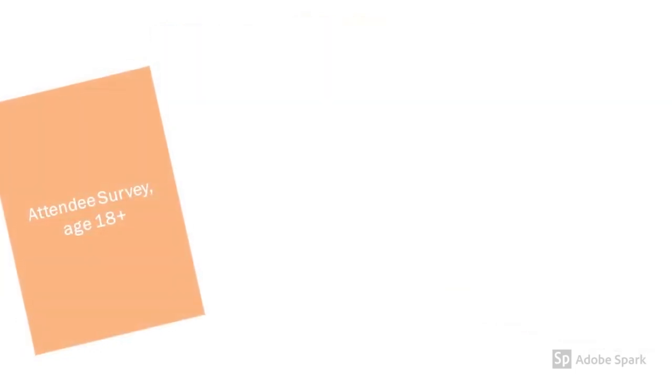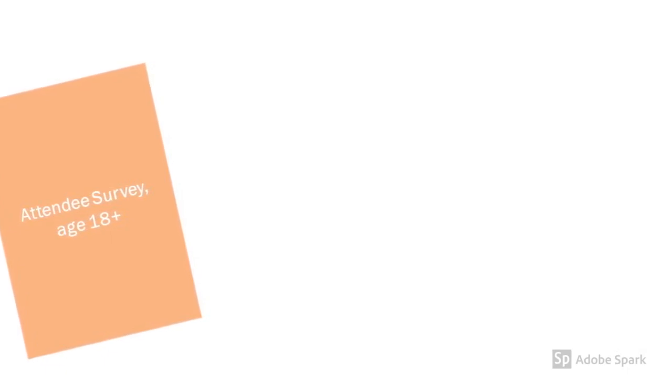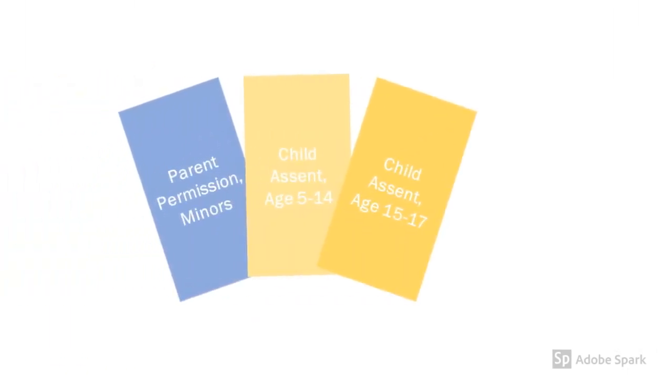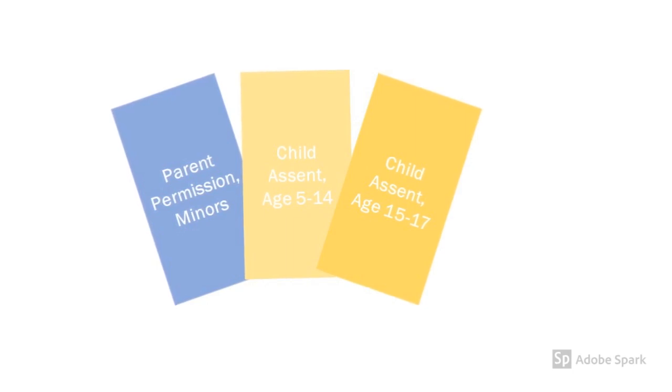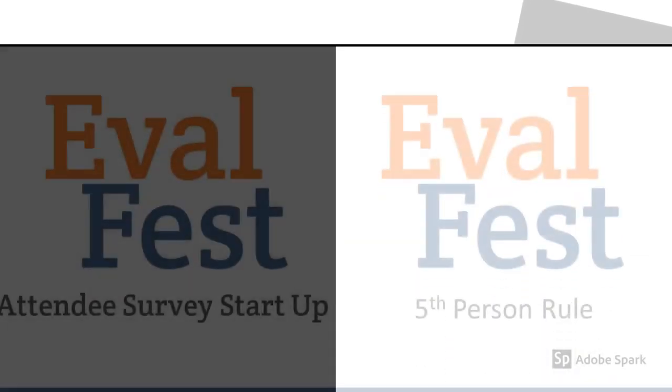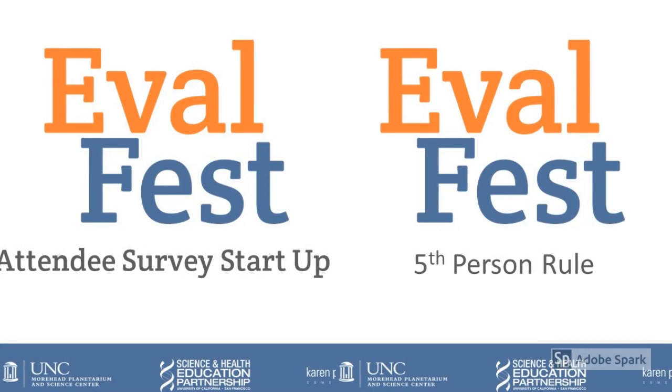For EvalFest, the orange sheet is for potential participants aged 18 and older who will take the attendee survey. The blue form is a parent permission sheet that you'll use if you're hoping to collect data from children under the age of 18. These participants have their own assent form as well. The gray form is used for all other EvalFest studies with adults. Let's talk about how you might use these forms.